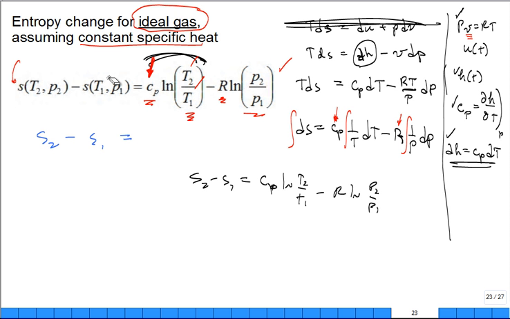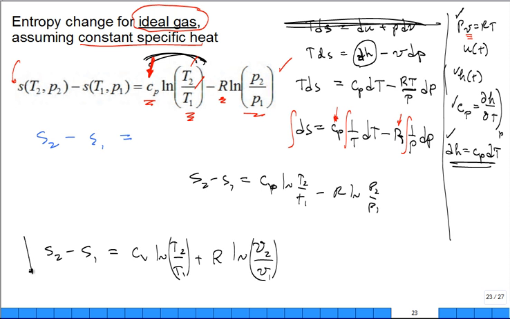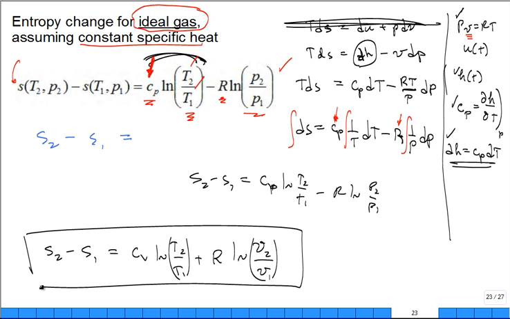Makes sense? With a little bit of work you can get another equation: S2 minus S1 is equal to C sub V natural log T2 over T1 plus R natural log V2 over V1. I'm not going to do that work. It's easy. But I can see by the yawns that some people are having a hard time staying awake. But this is the pattern here.